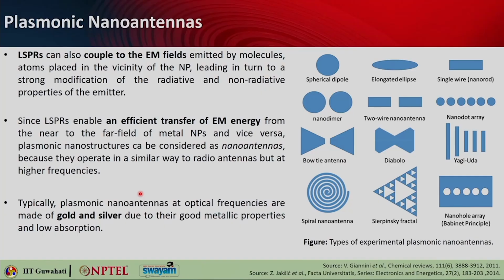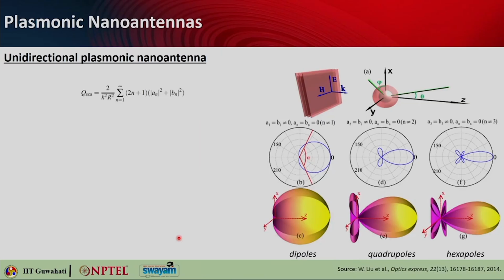So, what are the materials? As I already discussed, these are plasmonic nanoantennas. When they are operating at optical frequencies, the materials we choose are gold and silver because of their good metallic properties and low absorption in this particular frequency range. So, here is an example of plasmonic nanoantennas for unidirectional scattering. You can think of a silver nanoparticle coated with some kind of dielectric layer. Now, why do we require two of these to get unidirectional scattering?